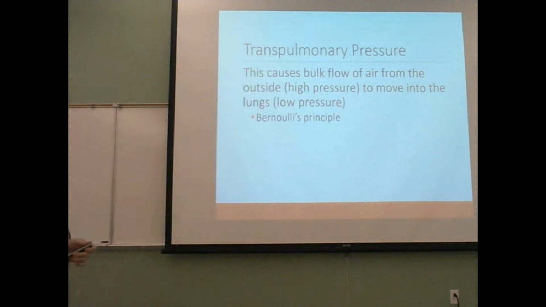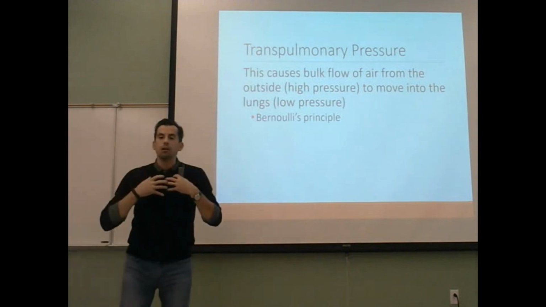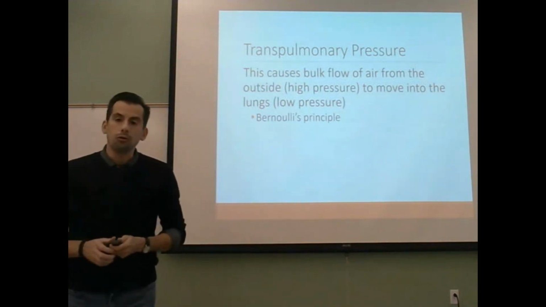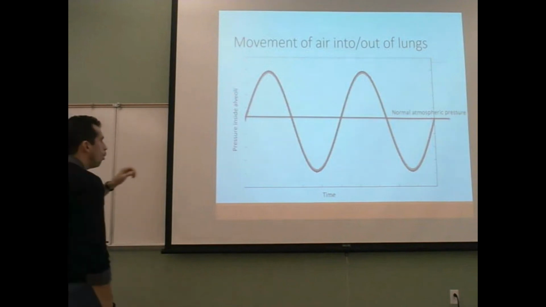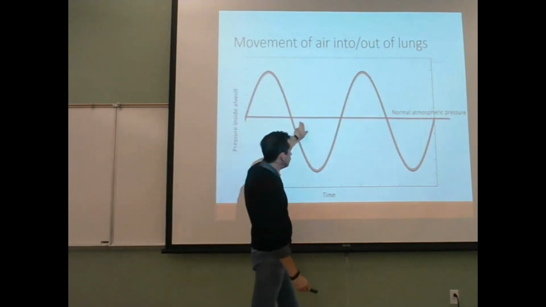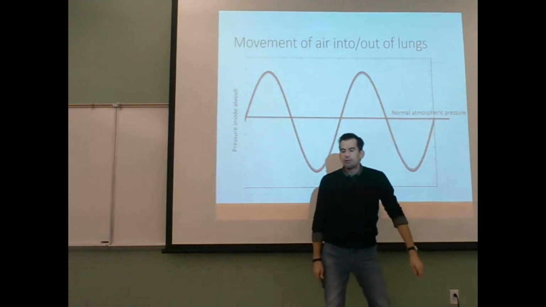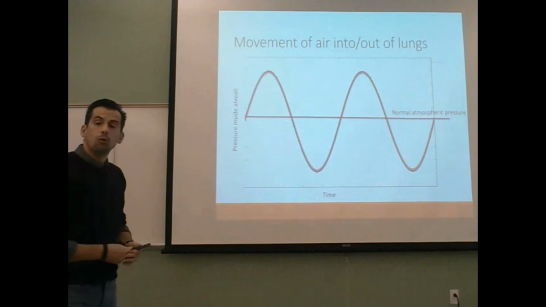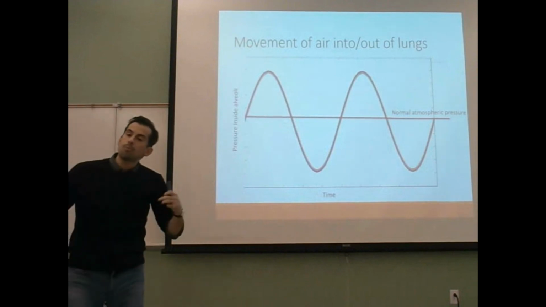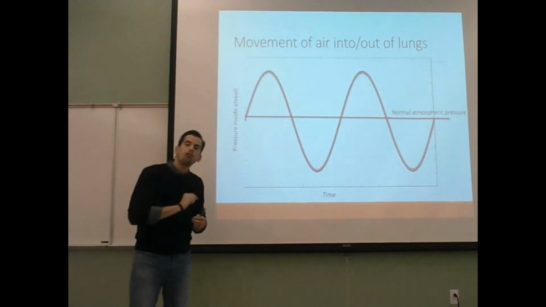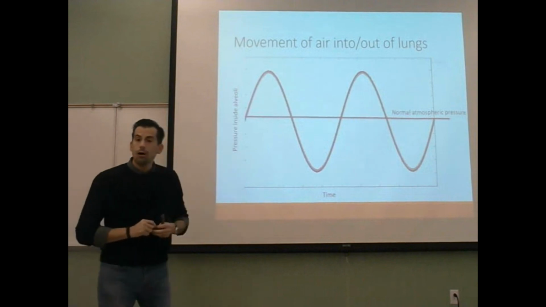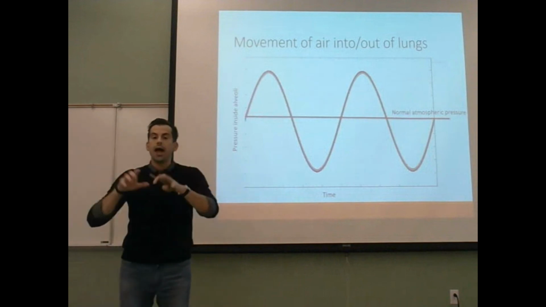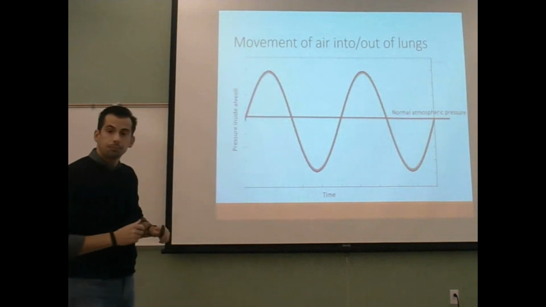We use Bernoulli's principle to suck air into the lungs as we increase its volume and expel air back out of the lungs when we decrease its volume. Normal atmospheric pressure is roughly 760 millimeters of mercury. All we need to do is change the air pressure inside the alveoli ever so slightly above or below the pressure of the air in the room, and we will see air move into and out of the lungs, respectively.